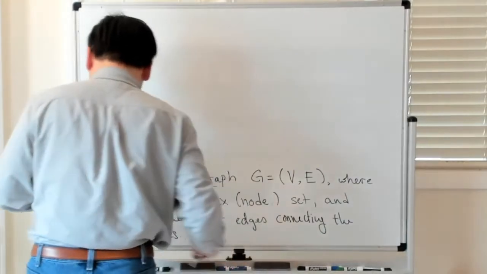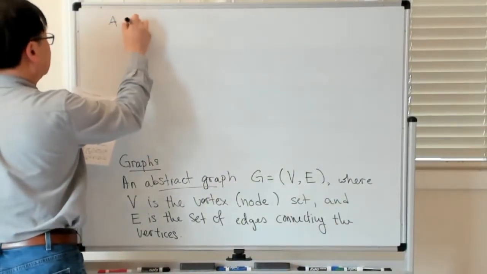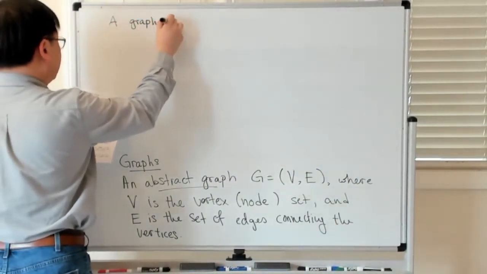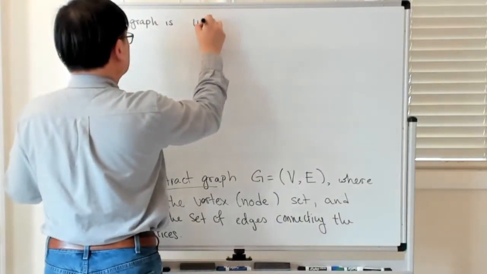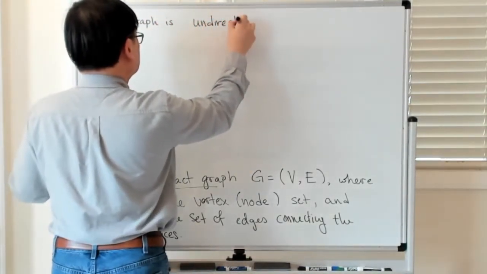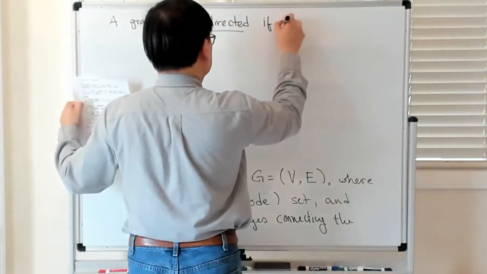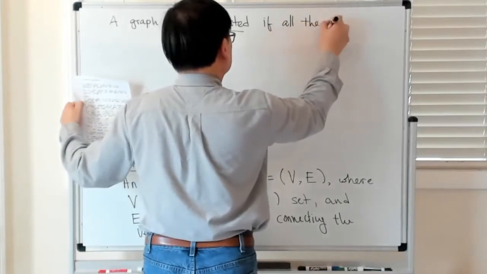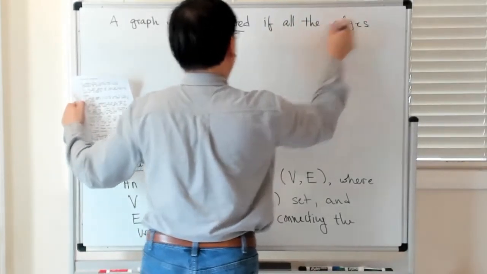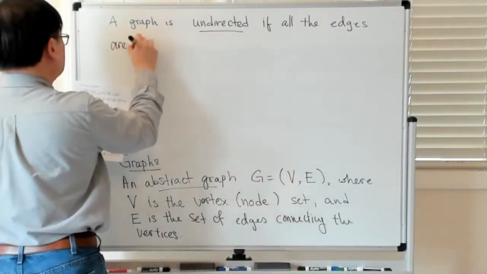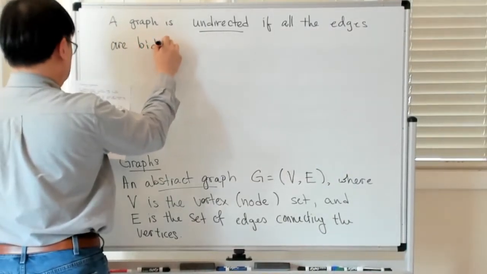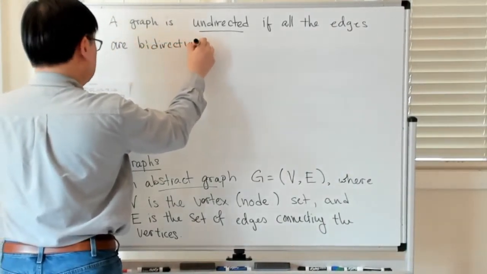Okay, so a graph is undirected if all the edges are bidirectional.